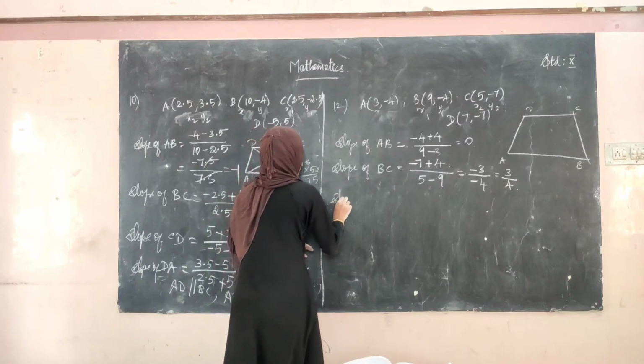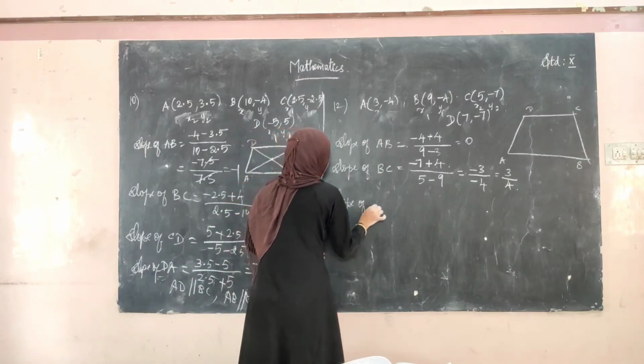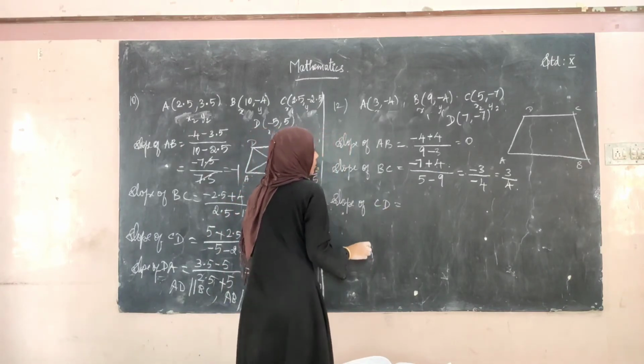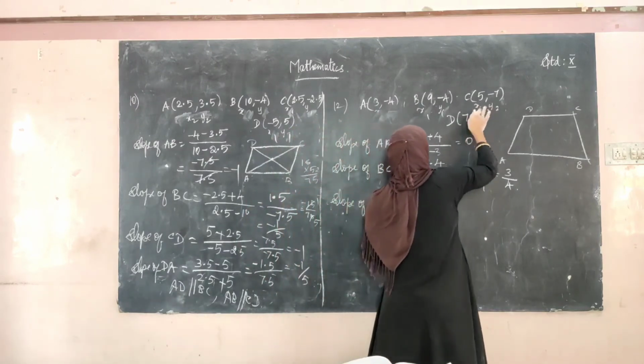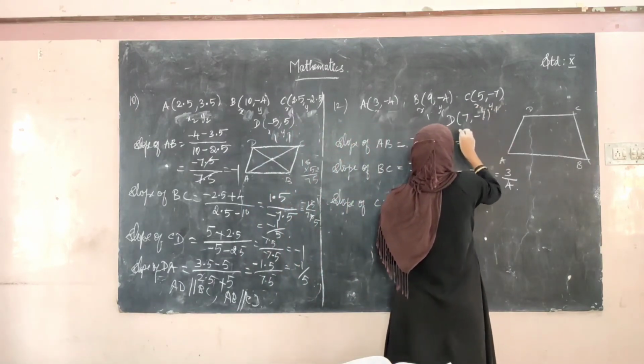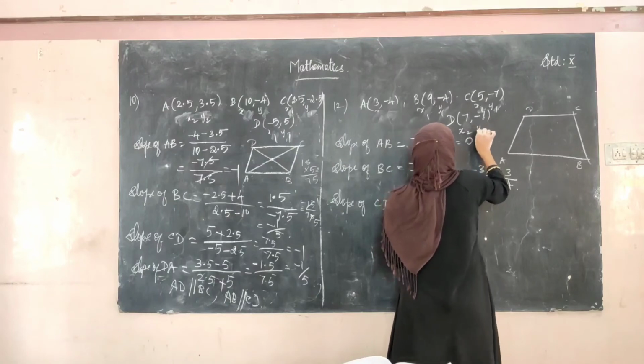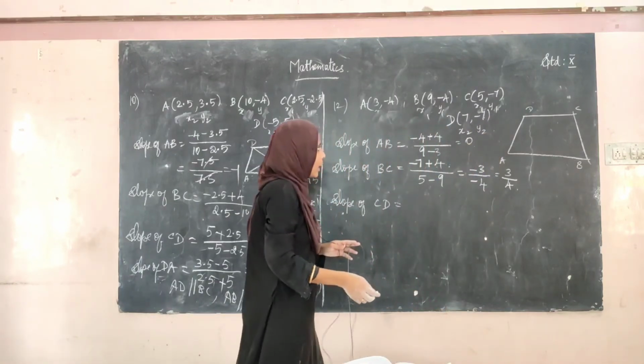Okay, and then slope of CD. Okay, this one and this one. So this should be x1, y1, this should be x2, y2. Which is equal to y2 minus y1.